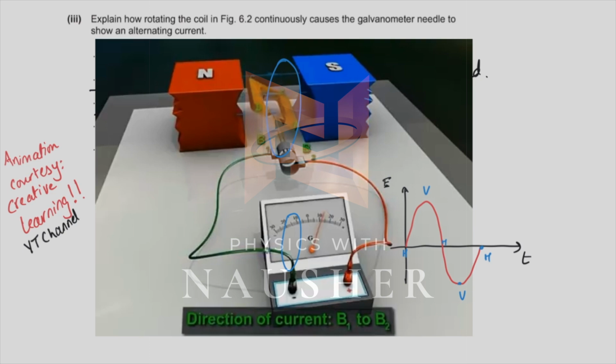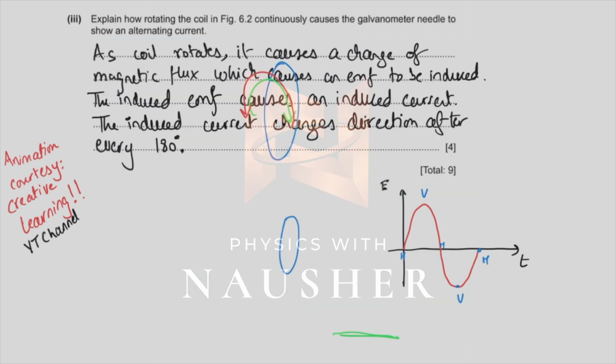And you don't need to know Fleming's right-hand rule, but you do need to know that the direction of current is from B1 to B2 in one case like this. And then when the rotation direction changes, the direction of current induced will also reverse and it'll go from B2 to B1. And that should explain this answer: as the coil rotates, it causes a change of magnetic flux, which causes an EMF to be induced. The induced EMF causes an induced current. The induced current changes direction after every 180 degrees.